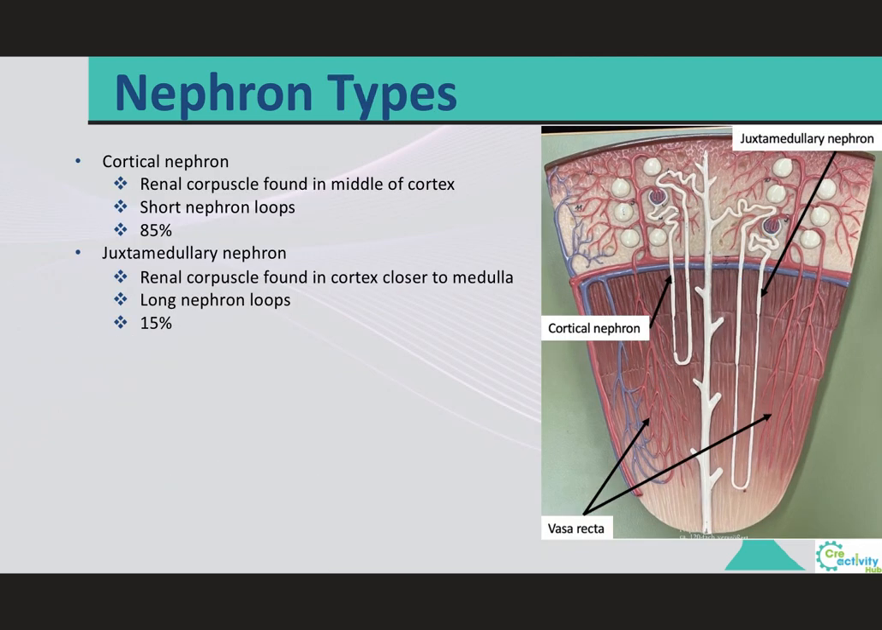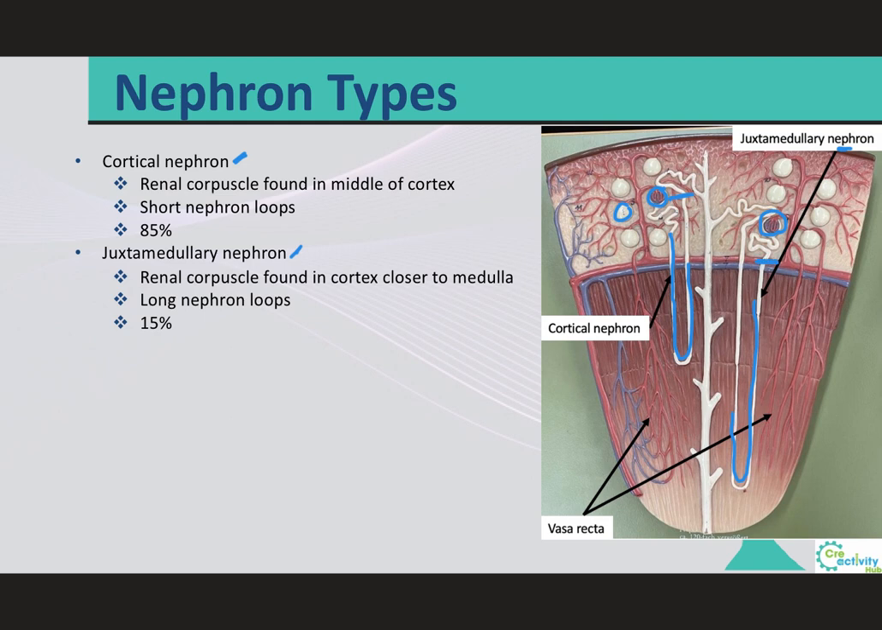We mainly have 2 different types of nephrons. We have what we call the cortical nephron and the juxtamedullary nephron. Like the name says, the cortical nephron will mainly be situated in the cortex of the kidney. Notice how the renal corpuscle is located right at the middle of the cortex. In addition, notice how the nephron loop is shorter when compared to the other type, which is called the juxtamedullary nephron. Notice how the juxtamedullary nephron has the renal corpuscle located a little closer to the medulla.